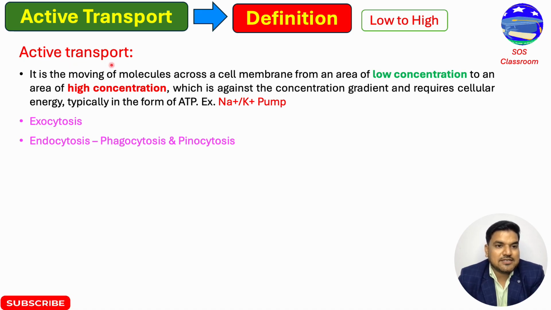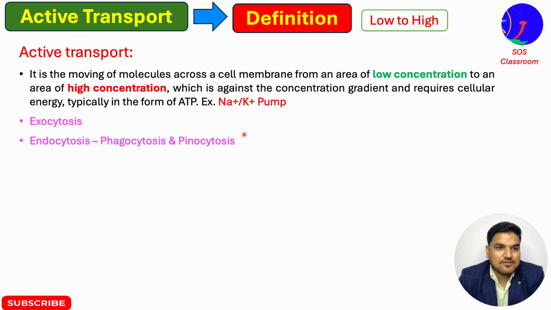So what is the meaning of active transport? It is the moving of molecules across the cell membrane from an area of lower concentration to an area of higher concentration, which is against the concentration gradient and requires cellular energy. Cellular energy means energy in the form of ATP.